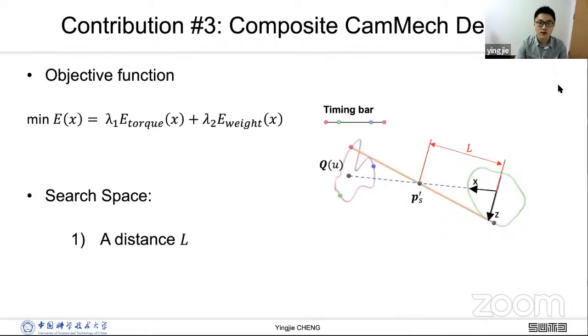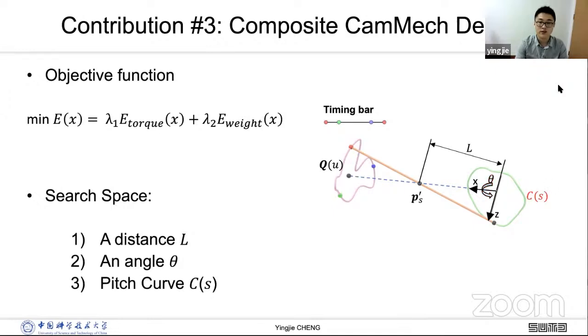The search space has several parts. The first one is a distance L from the driving cam axis to the follower joint center P. And the second one is an angle theta, which represents the pose of the target curve relative to the cam axis. And the pitch curve CS, which is the central line of the cam groove, determines the shape of the cam.